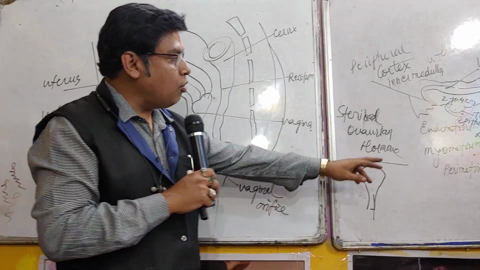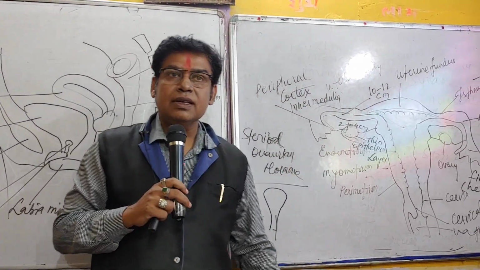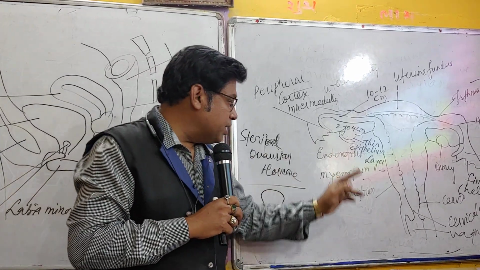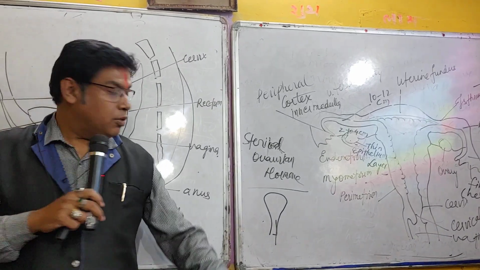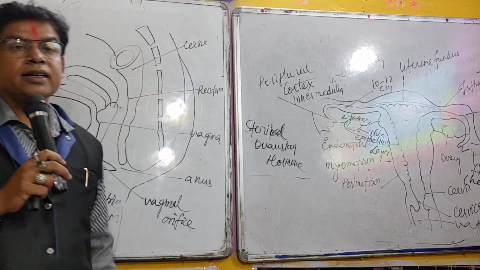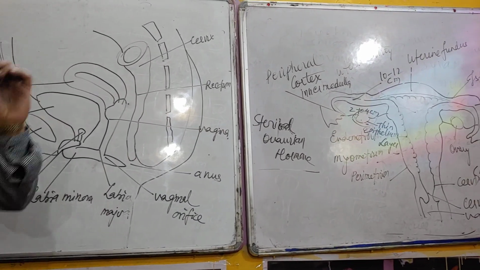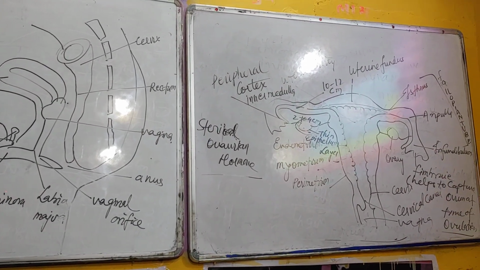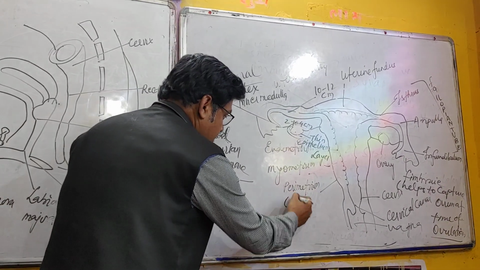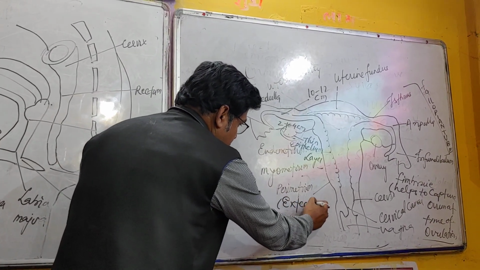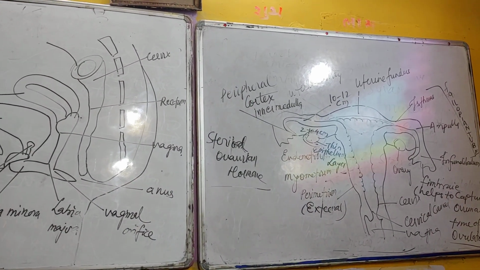We all know that the walls of the uterus have 3 layers: endometrium, myometrium, and perimetrium. The external thin membranous layer is commonly called the perimetrium. This is the external layer. The perimetrium is the outermost layer, as I told you.